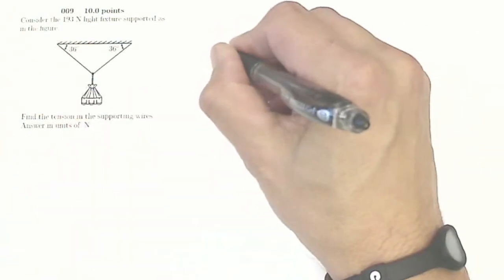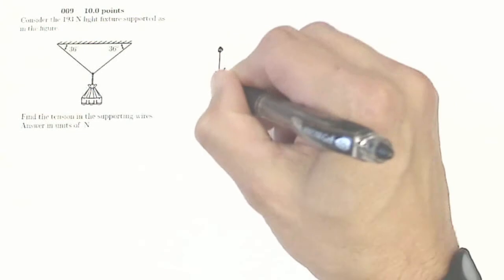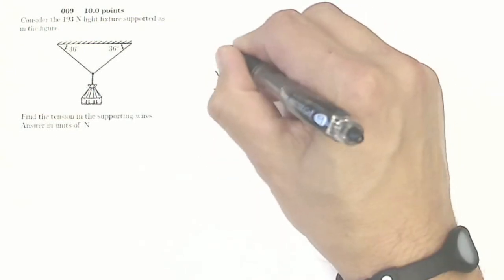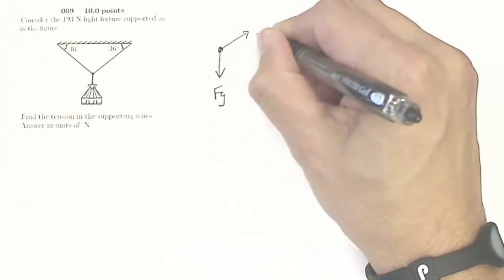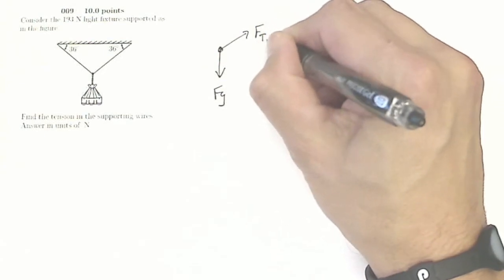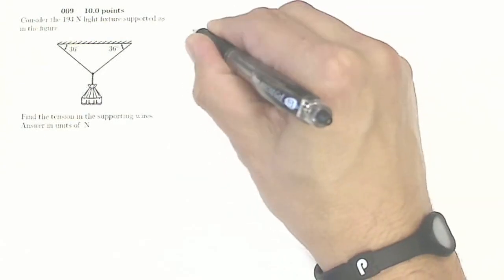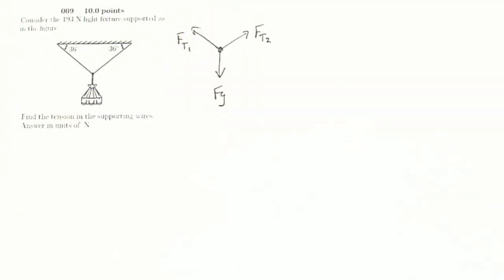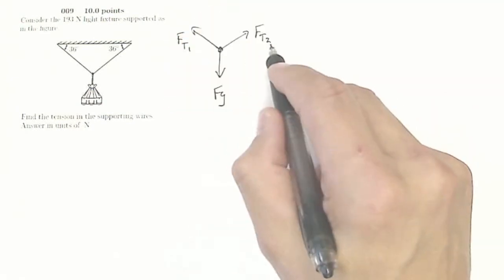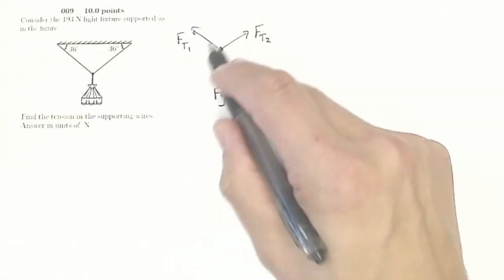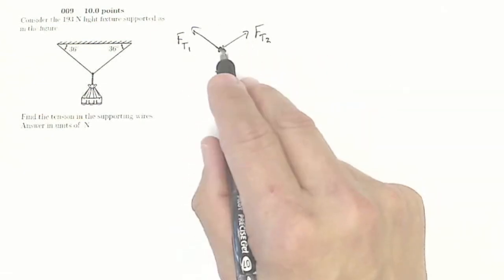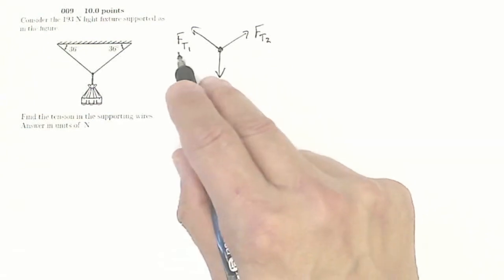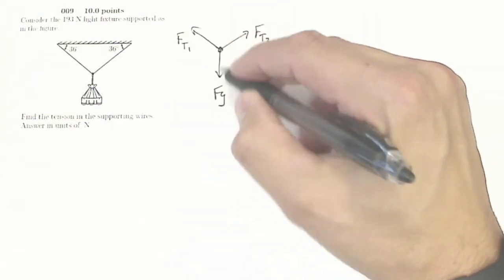So, free body diagram, I have a force of gravity down. I have a tension pointing in this direction, I'll call that Ft2. And I've got a tension pointing in this direction, which is Ft1. Now, I've got tension here, and gravity, and somehow they all balance out. So I know that whatever's pulling to the right must equal whatever's pulling to the left, and whatever's pulling up must equal whatever's pulling down.